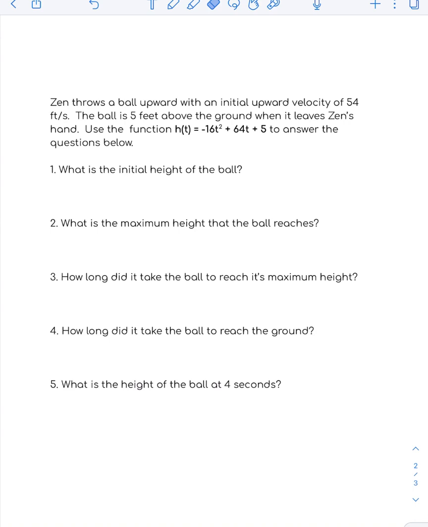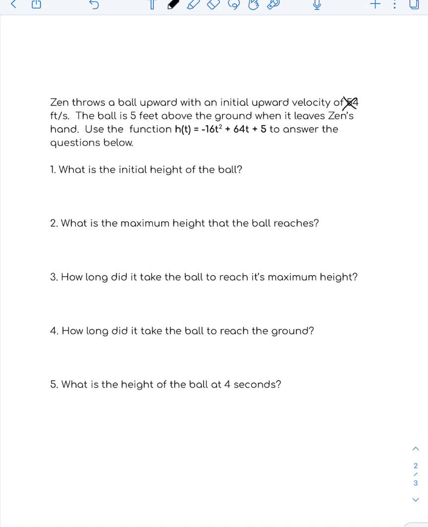So now that you've copied this, it says Zen throws a ball upward with an initial upward velocity of 54 feet per second. The ball is 5 feet above the ground when it leaves Zen's hand. Use this function to answer the questions below. Well, at this point, I'm going to tell you that 54 is extra information. So let's look at our questions.